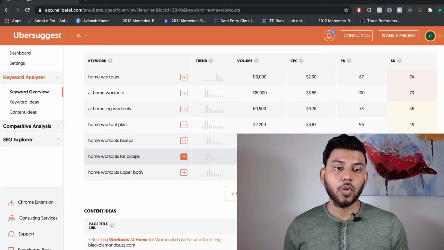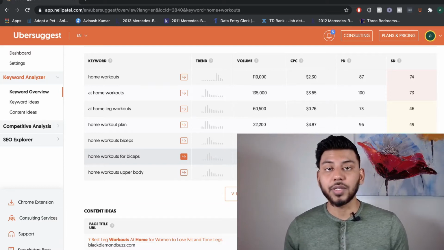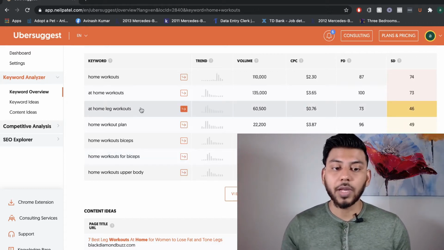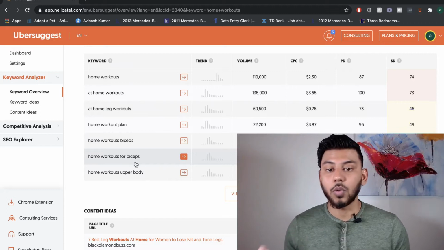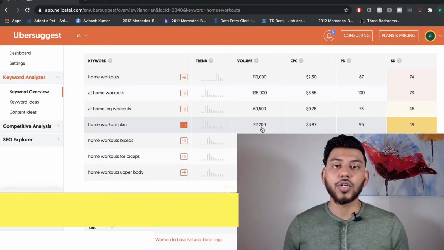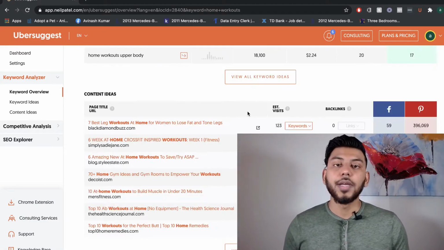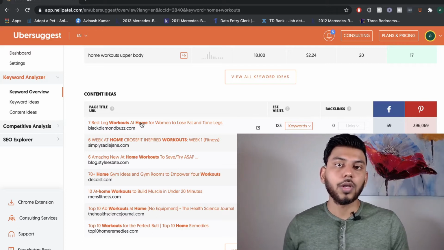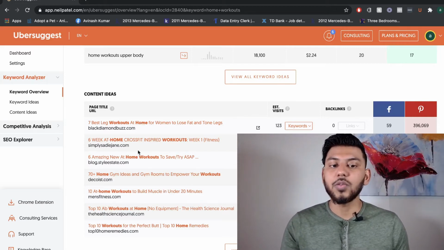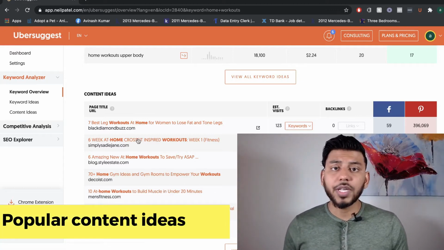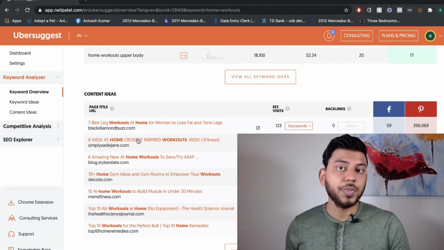And if you scroll down some more, you'll be able to see keywords that are related to the words that you searched on Ubersuggest. As you can see, we have at-home leg workouts, home workouts for biceps, and so on. So you're able to have a better overall picture of how many people combined are searching for your course topic or the niche that you're in. And if we scroll to the bottom of the page, we'll be able to see some of the most popular content that's related to this keyword. So for the keyword at-home workouts, we can see that these websites here have the most popular content when it comes to those keywords. So this already gives you ideas that you can use in your own business to create content.